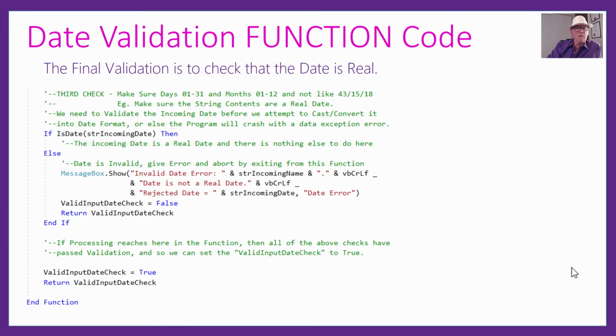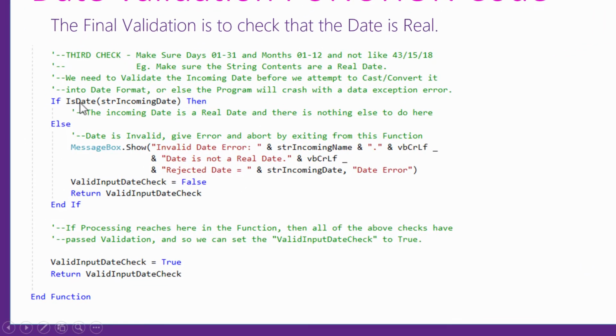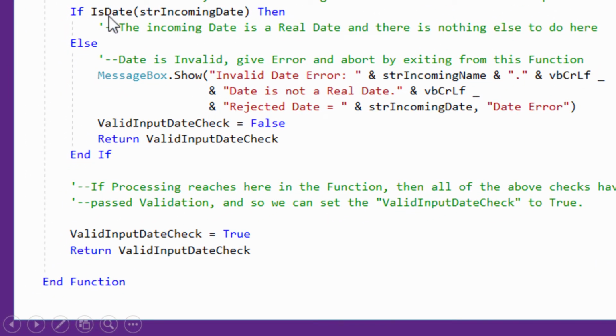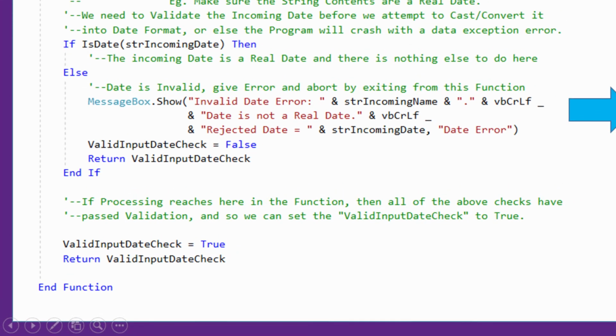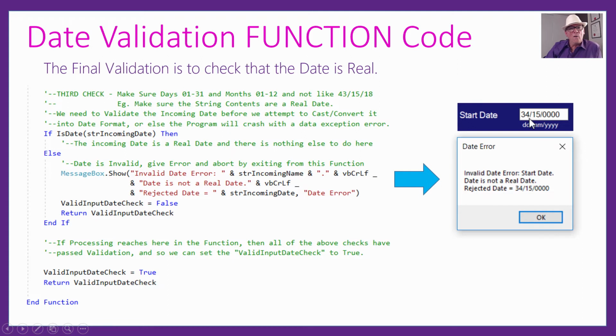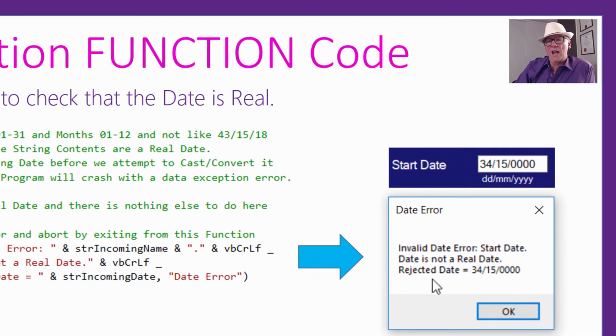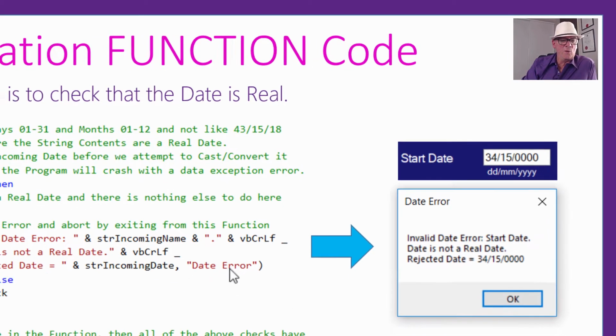And our last check is to make sure the date's real, and that's fairly simple. We just use the isDate function. A built-in function of Visual Basic is you can take a string format date and just do an isDate function on it. So we just have the function name isDate, bracket, string incoming date. And if we got something like the 34th day of the month, well, there's never 34 days in a month, so that's not a real date. It'll tell us that and give us that nice little formatted error message there across 3 lines. So that does all of that.